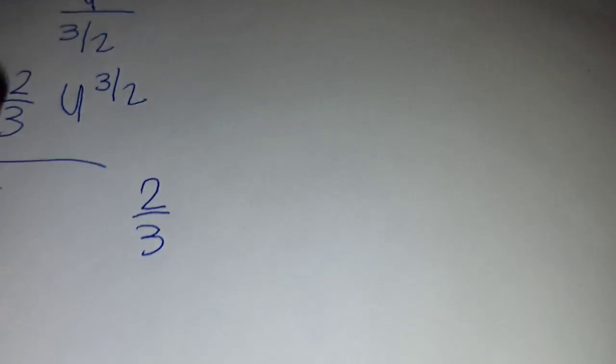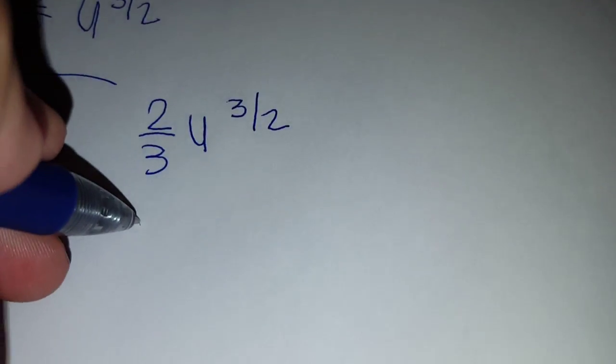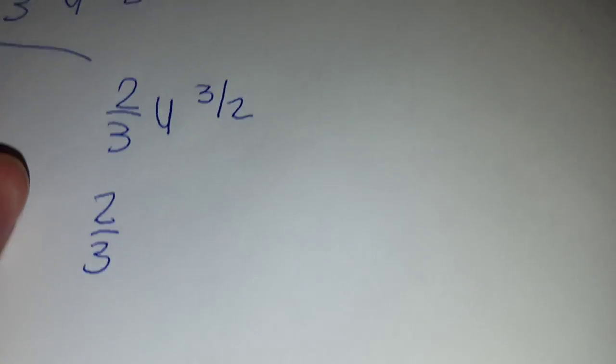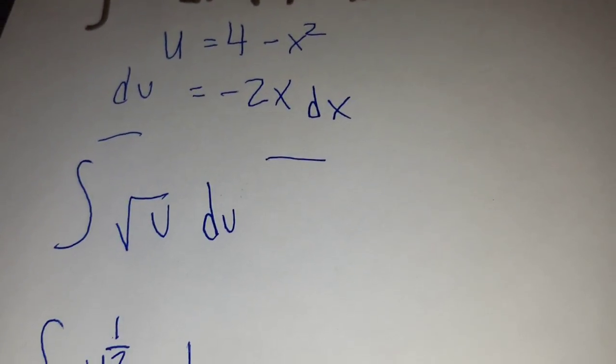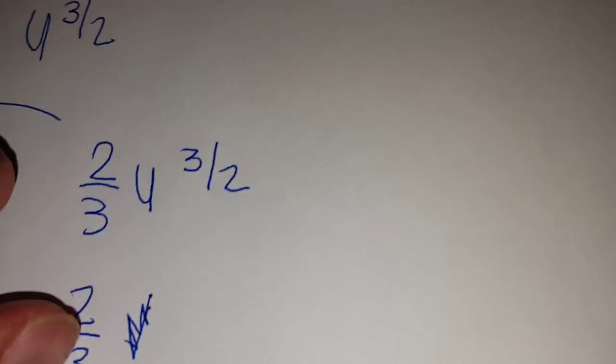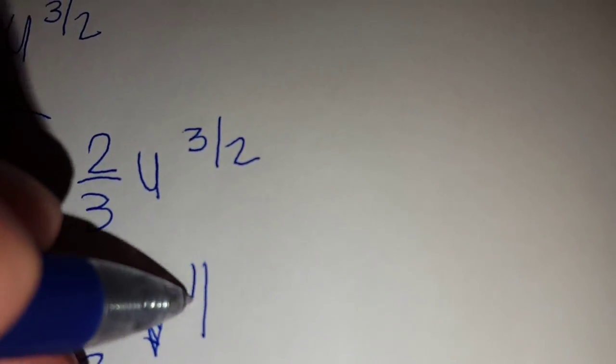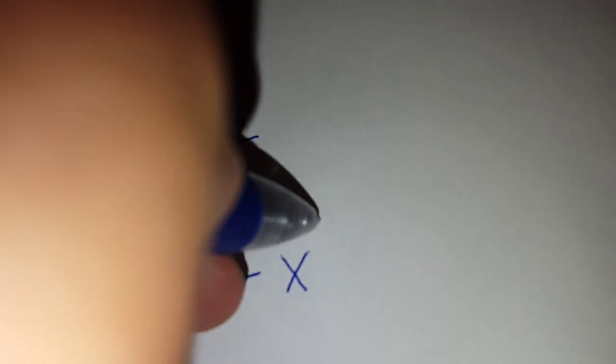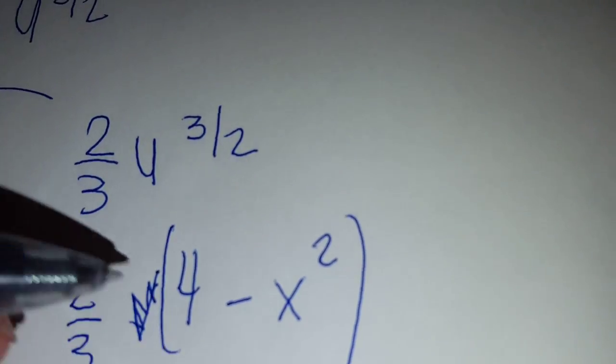So our integral, or final answer, would be 2/3 u to the 3 halves. Now, all we gotta do is just sub in for u, and remember our u was 4 minus x squared, so 4 minus x squared all to the power of 3 over 2.